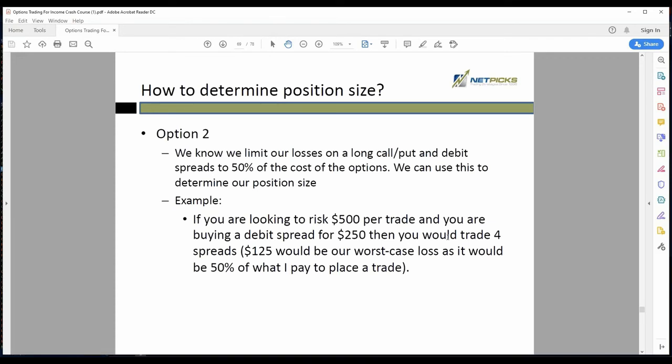As you start to grow that account, you can add to your position size. You can add another contract, another spread, and still keep your risk at a very small level. That's going to set you up for long-term success.